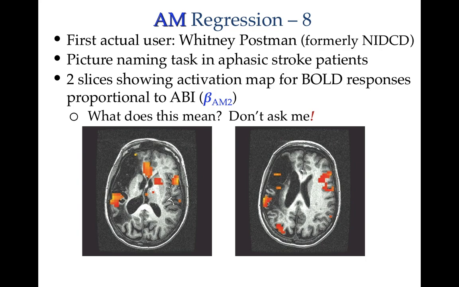Her task was picture naming in aphasic stroke patients, and I really don't understand the neuroscience, but it was good enough to make nice pictures that went on the cover of some stroke journal. It got her a job as an assistant professor, so I think it was successful. Although when I look at these brain images, I feel sorry for the poor subjects.